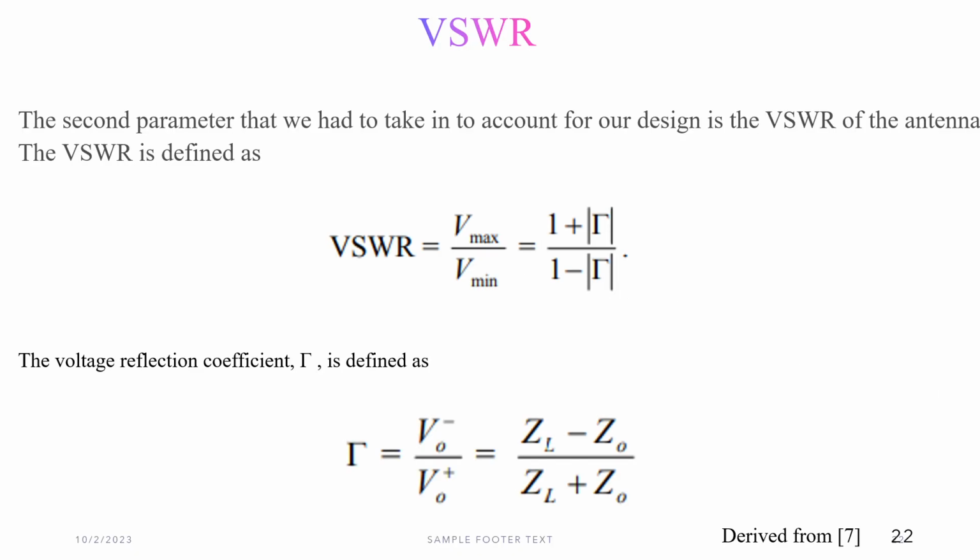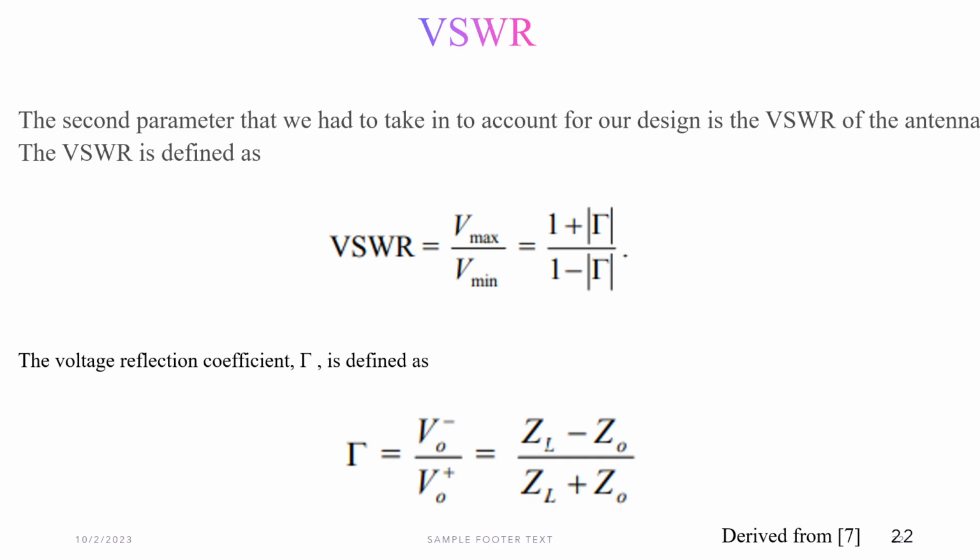Now coming to the VSWR. VSWR stands for voltage standing wave ratio. It is the second parameter that we have to take into account for our design. The VSWR is defined as Vmax by Vmin, that is, the ratio of maximum voltage to minimum voltage. It can be calculated using the equation (1 + |tau|) divided by (1 - |tau|).